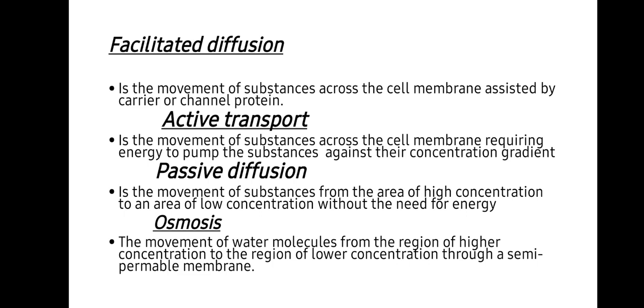Let me define facilitated diffusion. Facilitated diffusion is the movement of substances across the cell membrane assisted by a carrier or channel protein. Active transport is the movement of substances across the cell membrane requiring energy to pump the substance against its concentration gradient. Passive diffusion is the movement of substances from an area of high concentration to an area of low concentration without the need for energy.